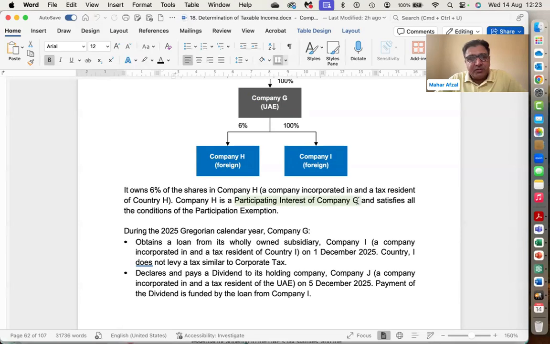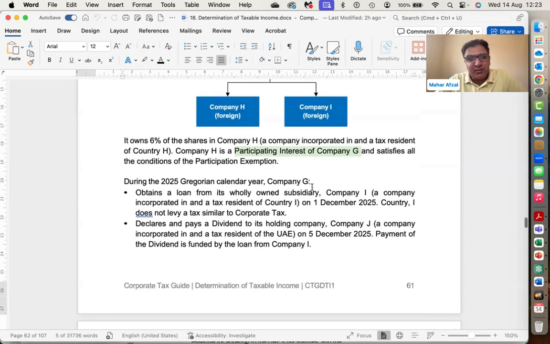Company H means 6% is being held, and all those conditions, we are assuming there are 4 or 5 conditions: 5% shareholding, uninterrupted period of 12 months, 9% tax in the relevant jurisdiction. We are assuming these conditions are being fulfilled. This is a participation interest, satisfying all the conditions.